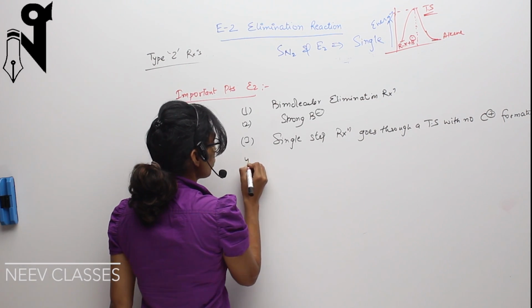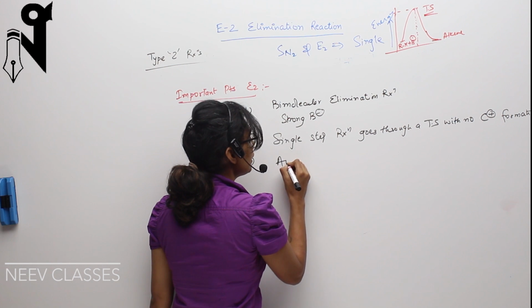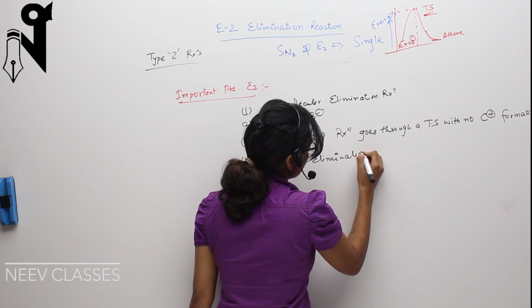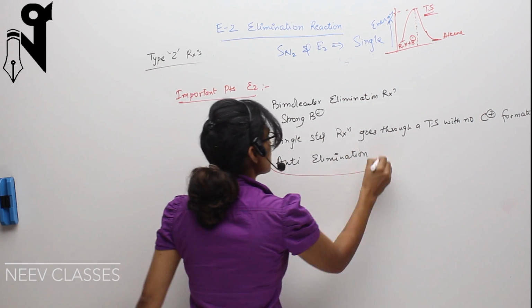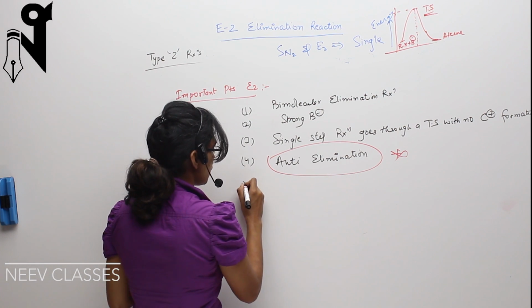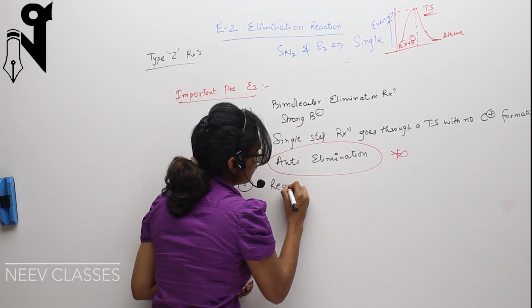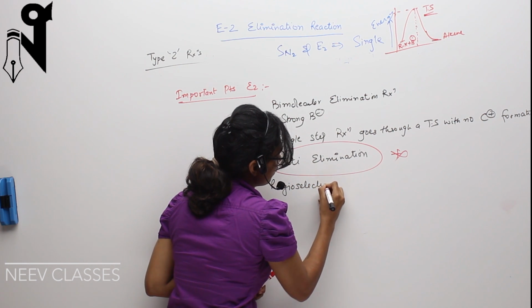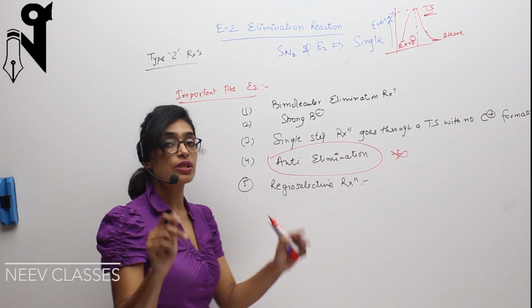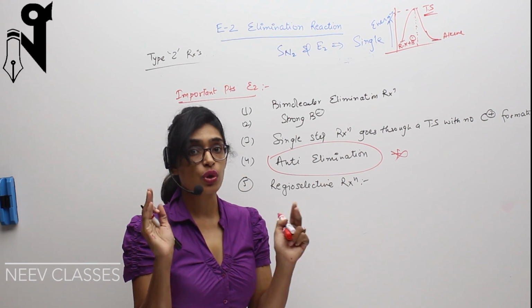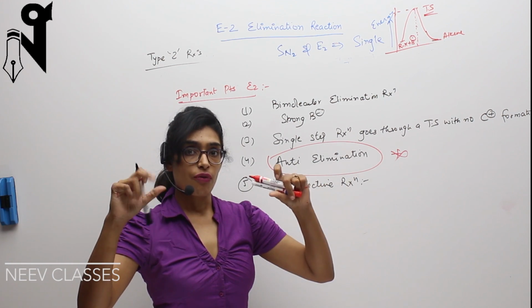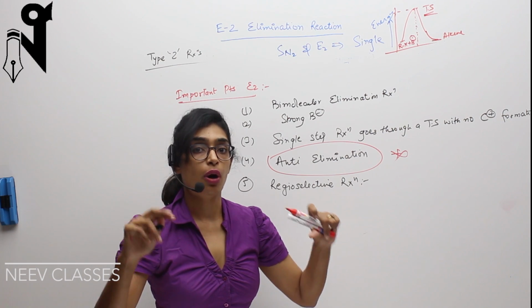Correct? Fourth, this is an anti-elimination. I will explain to you what anti-elimination is just after this. This is important. Make a note of it that we have to discuss this. And the fifth one, this is a regio-selective reaction. We have already discussed what regio-selective selection is, which selects the region where it wants to react, or in a carbon chain where the double bond should form and which product should be major.